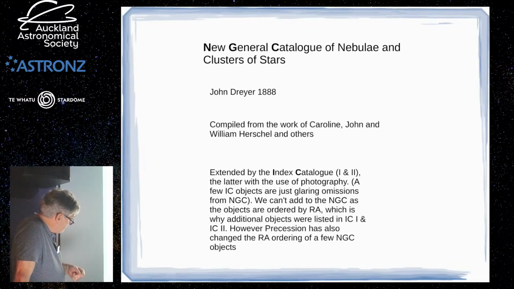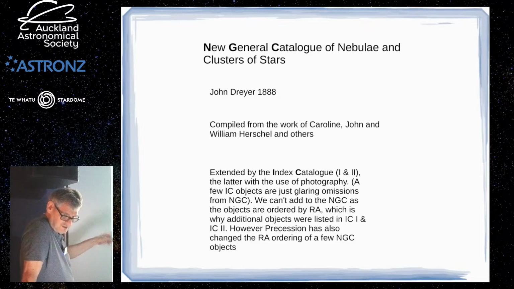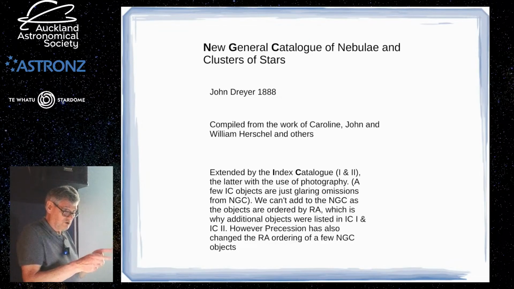So the Index Catalogue was added, which is mostly photographic objects. There's a few ridiculous omissions that were missed in the NGC catalogue. The reason they can't add them into the NGC catalogue is that the numbering is in order of right ascension. So if you find an object between two objects in the NGC catalogue, you can't stick it in there. You'd have to call it NGC 104.5 or something like that.